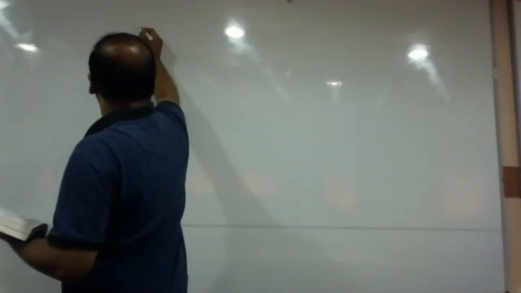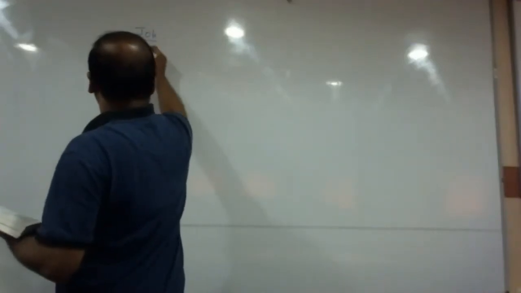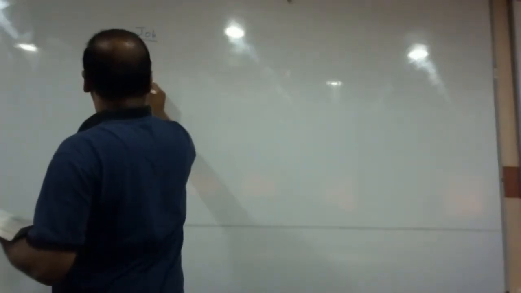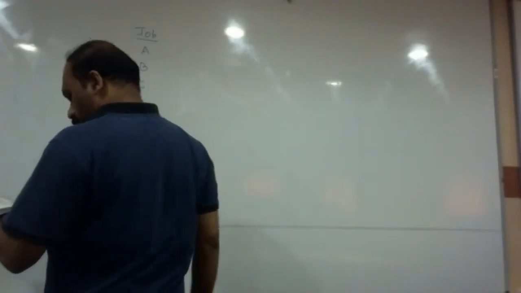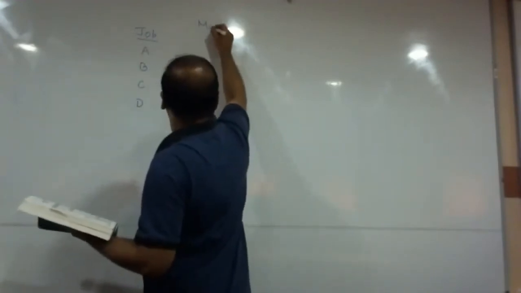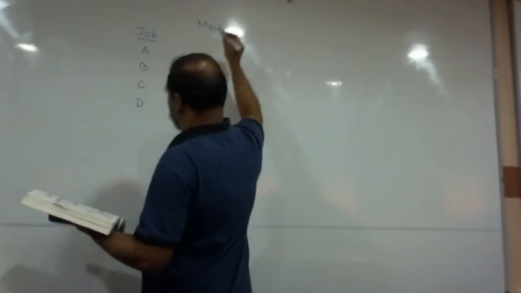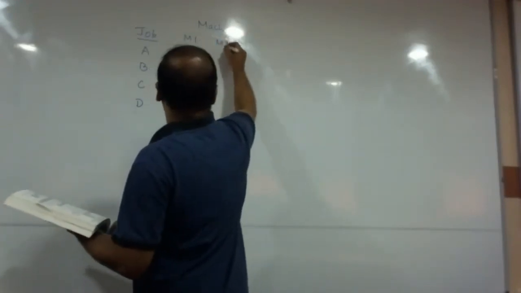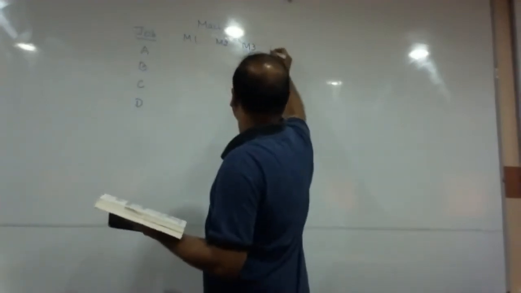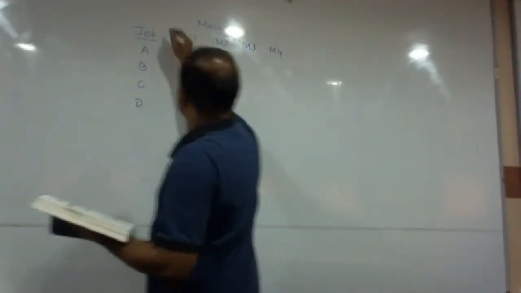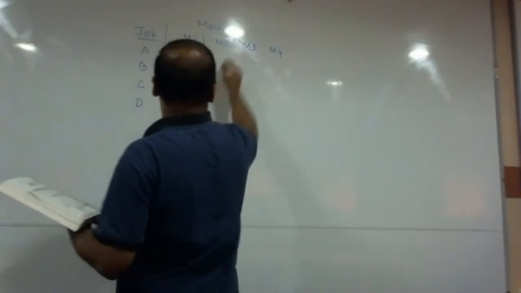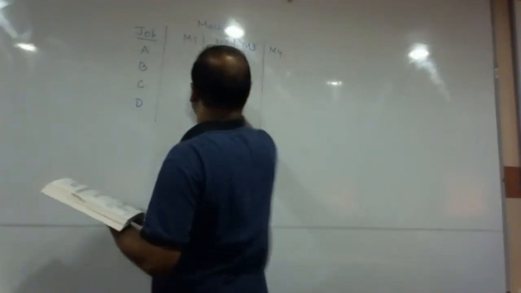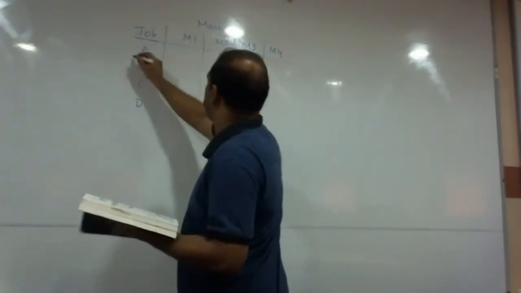Now let me take the next question. Here they've given jobs A, B, C, and D, the 4 jobs given to you, and also they've given the data on machines. There are totally 4 machines: M1, M2, M3, and M4. So 4 jobs and 4 machines are given to you.